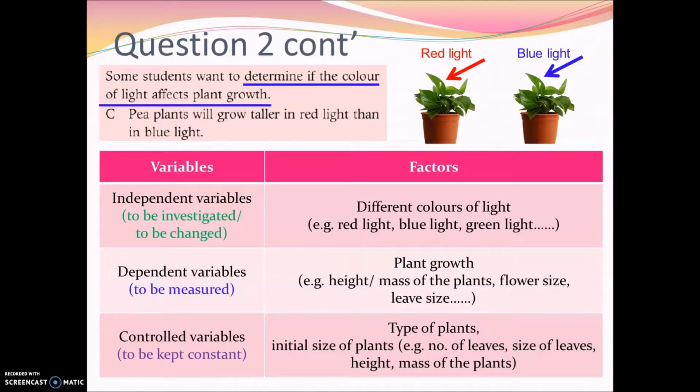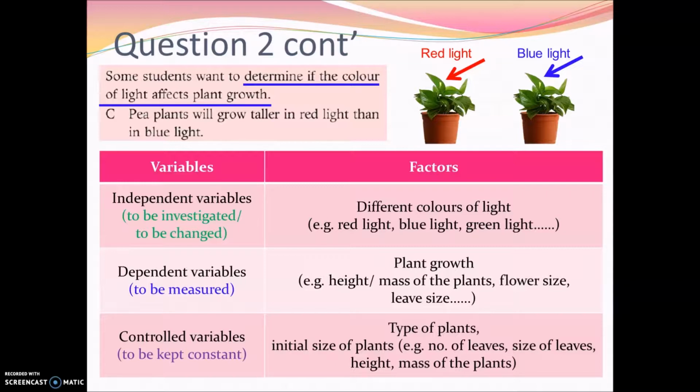And for question 2, I would like to grab this chance to revise the concept of IV, DV, and CV. You can see the two diagrams. We have two pots of plants. One plant I give red light, and the other plant I give blue light. So the IV, to be investigated, to be changed by us, is the different colors of light. For example, in this experiment, I choose red light and blue light. I would like to compare these two types of light.